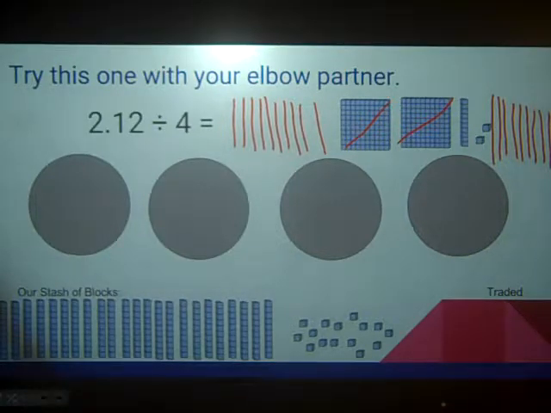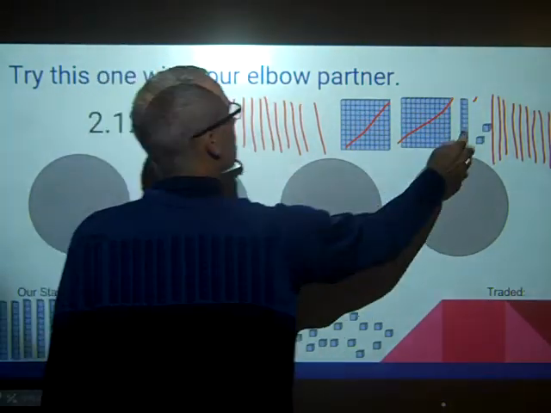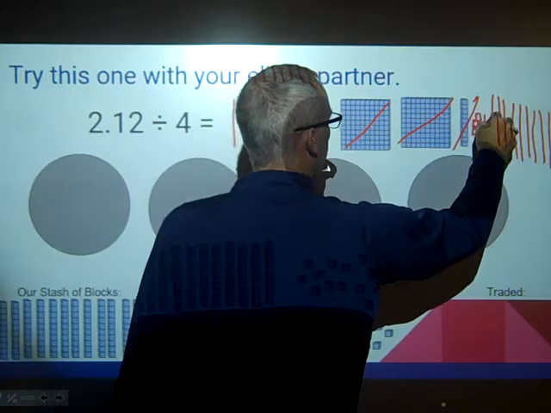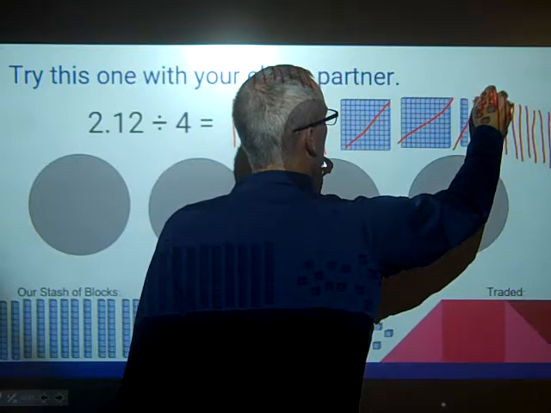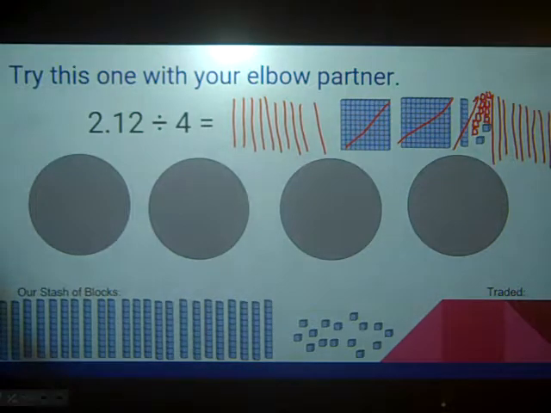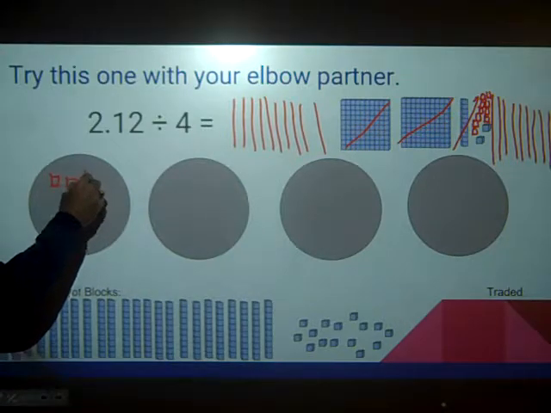Layla. You can break up that 1 ten. And what am I going to break that 1 ten into? Okay, how many hundredths? Well, we're going to break it up into 10. 10, yeah. So 1, 2, 3, 4, 5, 6, 7, 8, 9, 10. Now I got 12 hundredths. Can I divide 12 hundredths by 4? Yes. How many each group? 3. So now my hundredths are done. 1, 2, 3.